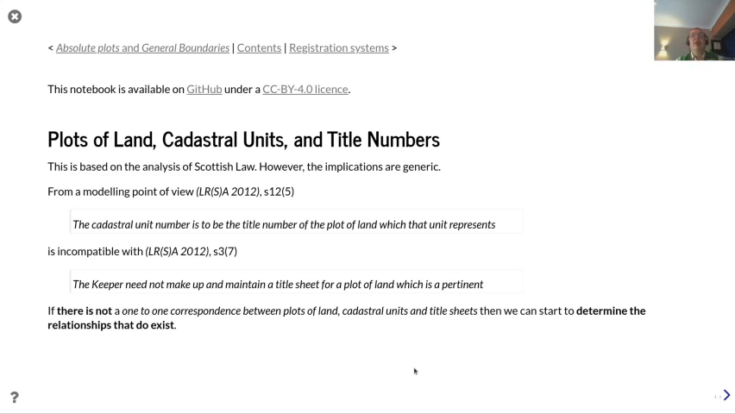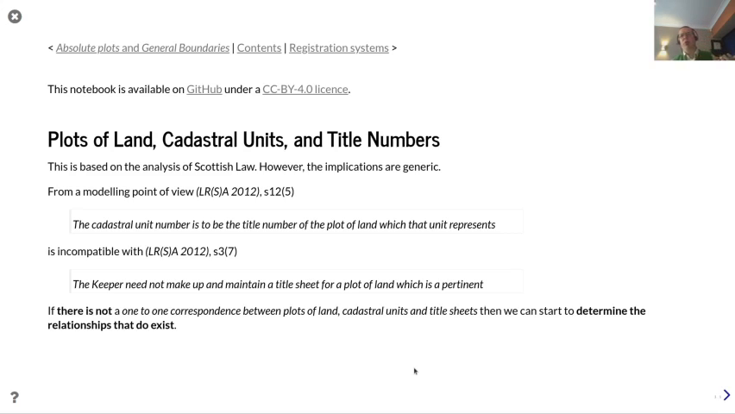So just to set the scene, from a modelling point of view, the 2012 Act, section 12.5, states that the cadastral unit number is to be the title number of the plot of land which that unit represents. So all cadastral units stem from title numbers, and it almost implies that there's a one-to-one correlation. However, that's incompatible with section 3.7, which says that the keeper need not make up and maintain a title sheet for a plot of land which is appurtenant. So either title numbers come from cadastral units or title numbers don't come from cadastral units.